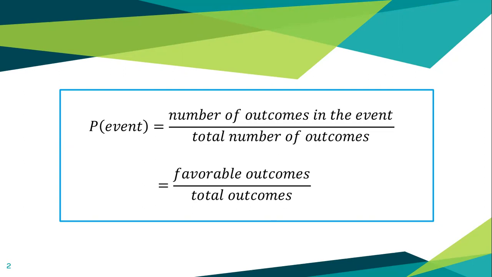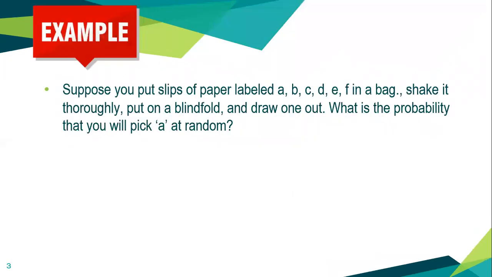So let's jump into our first example. Here it is said that suppose you put slips of paper labeled A, B, C, D, E, and F in a bag, shake it thoroughly, put on a blindfold, and draw one out. What is the probability that you will pick A at random?